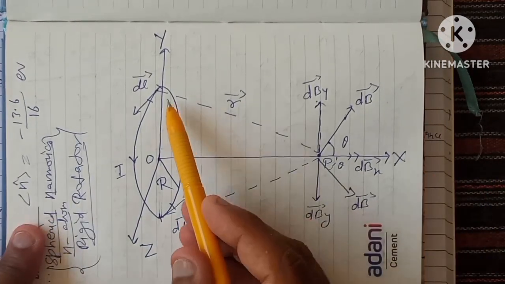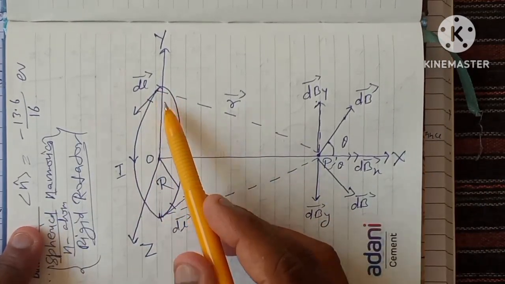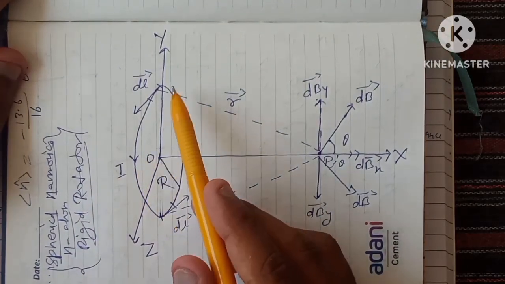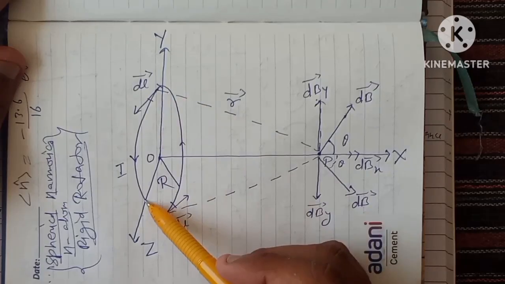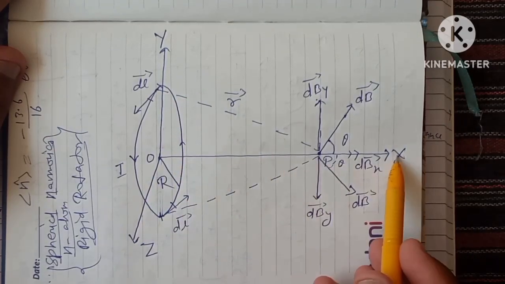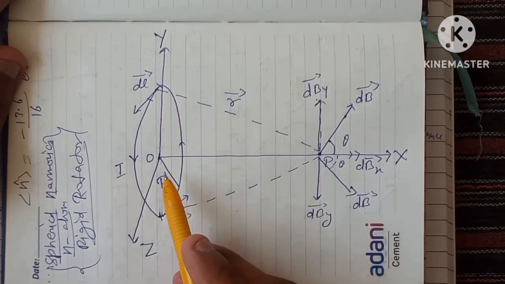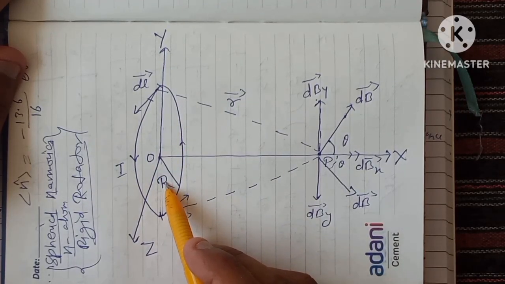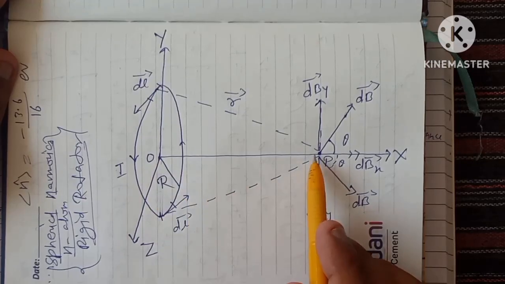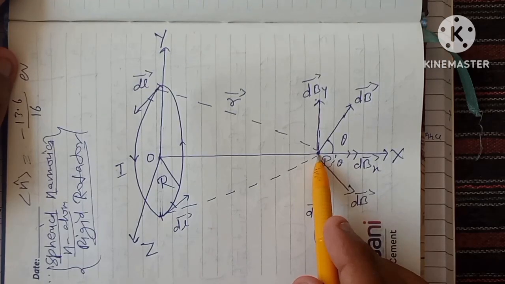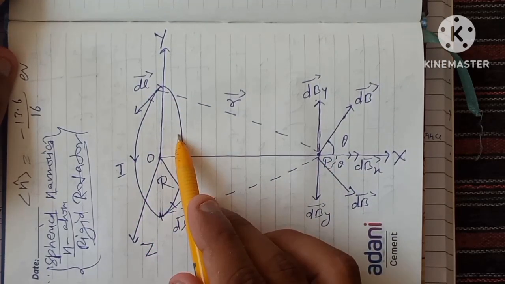Let we have a circular current loop in which a current I is flowing. This loop is lying on the YZ plane. The x-axis is the axis of this loop. The radius of this loop is capital R. I have marked a point P on the x-axis on which I have to calculate the expression for the magnetic field due to this current loop.